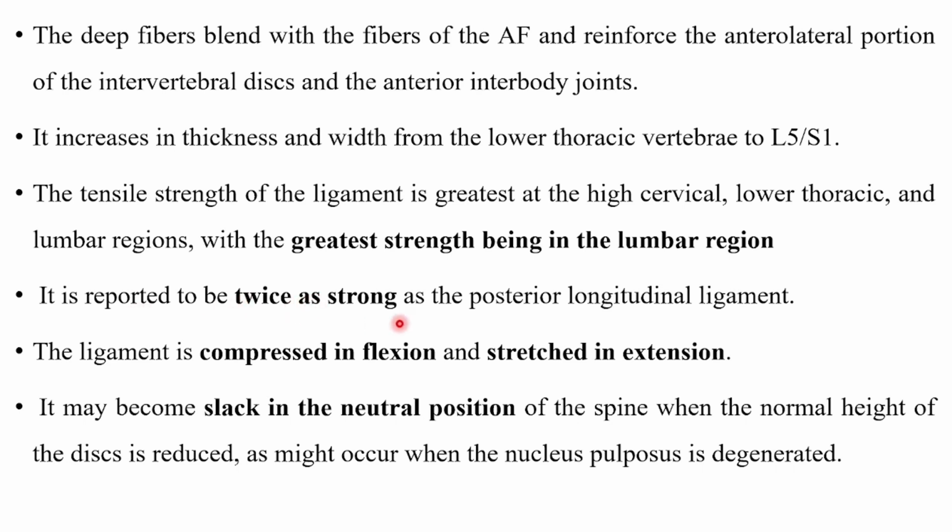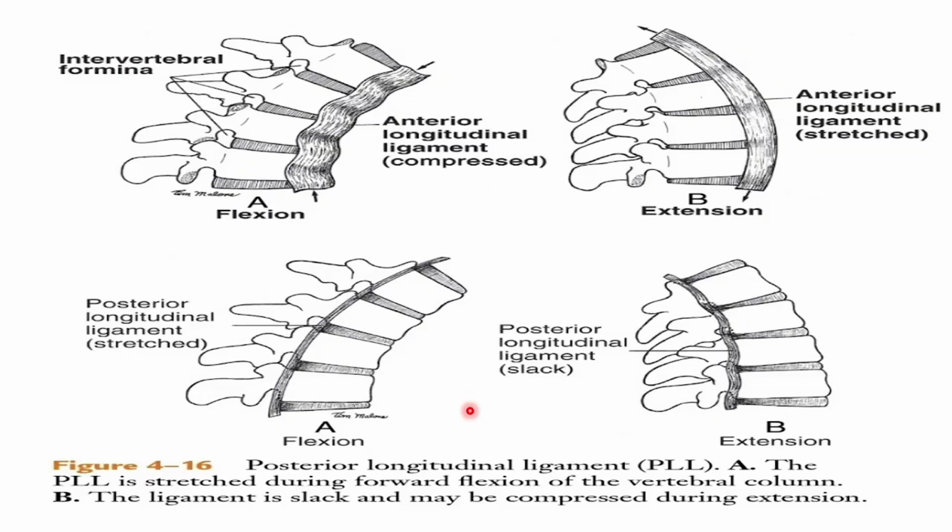So this anterior longitudinal ligament is twice as strong as the posterior longitudinal ligament. This ligament is compressed in flexion. During flexion, this ligament will be getting compressed, and during extension, this ligament will be getting stretched. So it may become slack in the neutral position of the spine when the normal height of the disc is reduced, as might occur when the nucleus pulposus is degenerated. So this particular anterior longitudinal ligament will be slack in the neutral position.